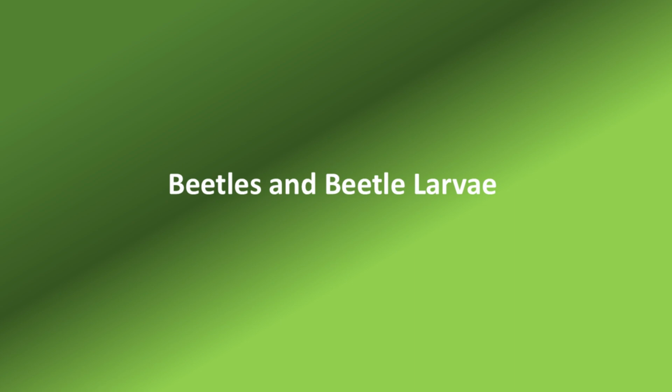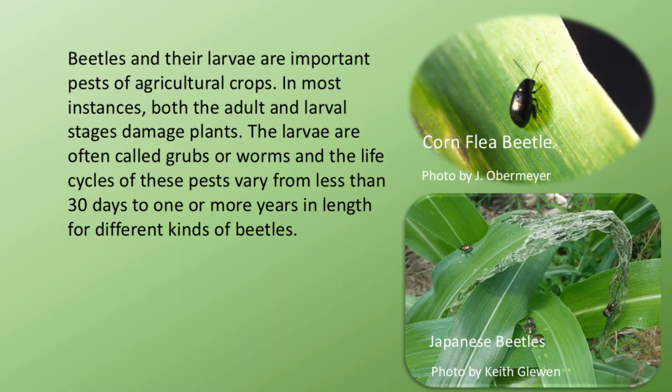Beetles and beetle larvae. Beetles and their larvae are important pests of agricultural crops. In most instances, both the adult and larval stages damage plants. The larvae are often called grubs or worms, and the life cycles of these pests vary from less than 30 days to 1 or more years in length for different kinds of beetles.